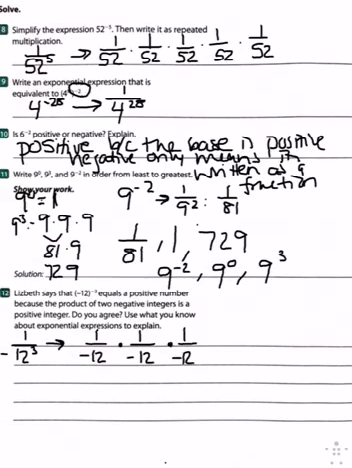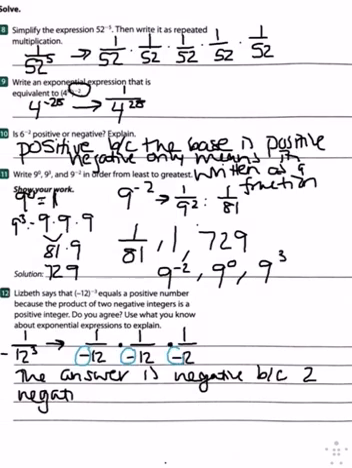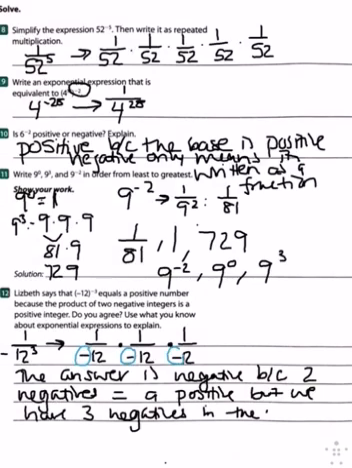Now, Lizbeth said it was positive because two negatives make a positive. But here in the problem, we have 3 negatives, and so our answer is negative. Remember, when you write your explanations, you need to take up at least half of your space.